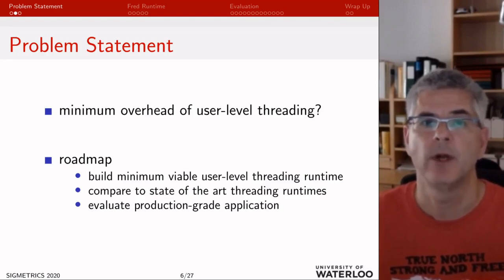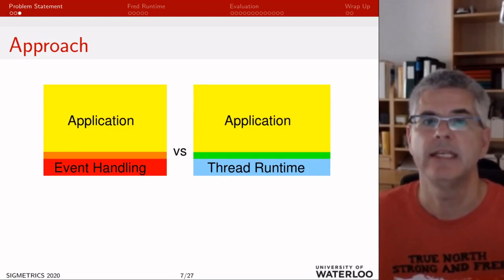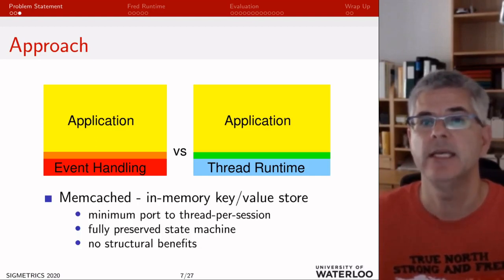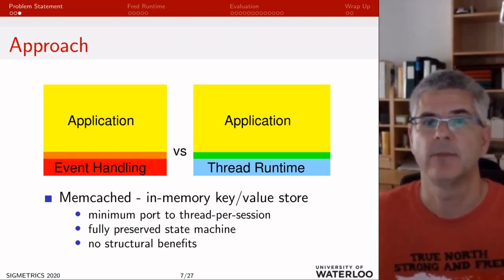Most importantly, we wanted to evaluate a production-grade application with and without threading to compare apples to apples as much as possible. The approach here is taking an existing event-based application and adding the smallest glue layer to a threading runtime. We have done this for memcached, which is a well-known in-memory key value store. We have ported memcached to the thread per session model while retaining its internal state machine. This is truly a worst-case test for multithreading because we do not realize any of the structural benefits of thread per session execution.